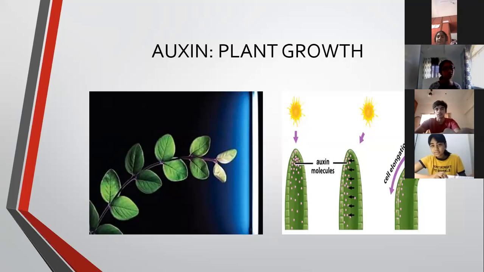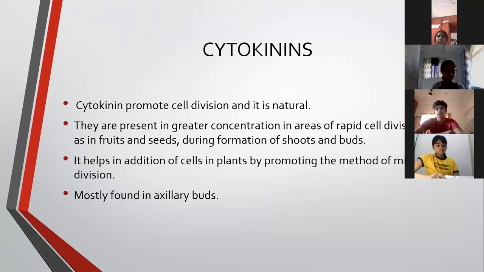Ma'am, auxin is mostly present on the tip of the shoot and root ends. Tip of the root. Yes, ma'am. Tip and root tip. So I hope auxin is clear to all of you. We will move on to the next hormone, which is cytokinin.